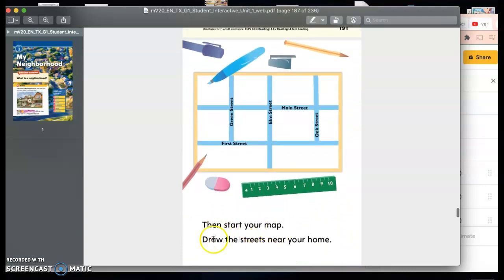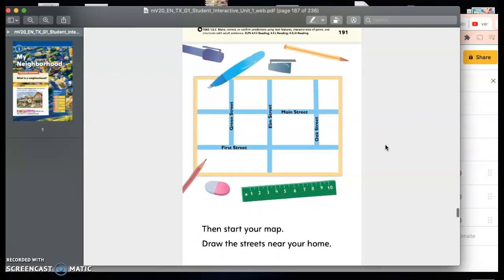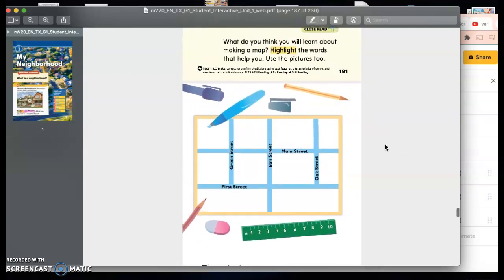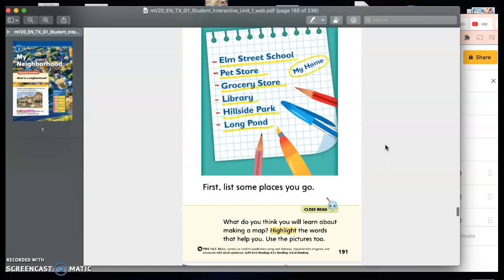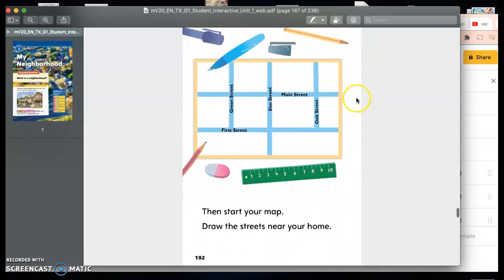Then start your map. Draw the streets near your home. So far, is our prediction true? Is the boy making a map of his community? Yeah.